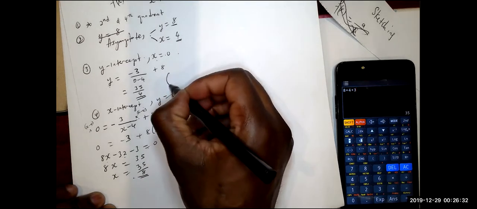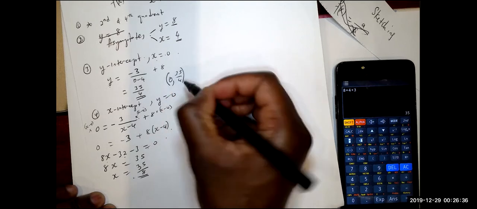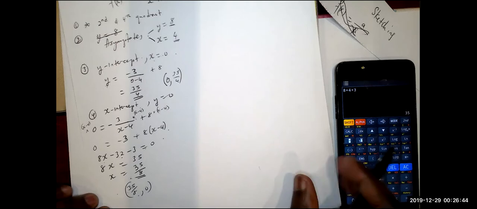So we know very well that these are the values that we have, and the coordinates here are going to be (0, 35/4), and in this case (35/8, 0). Those are the coordinates of what we need here. The domain, we'll talk about when we are done sketching.